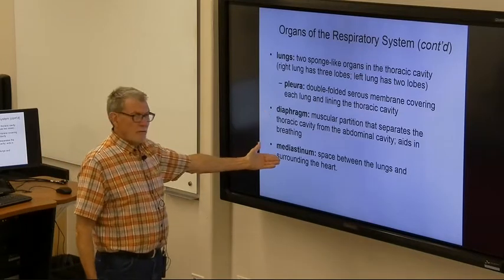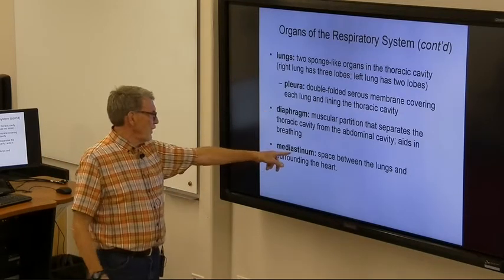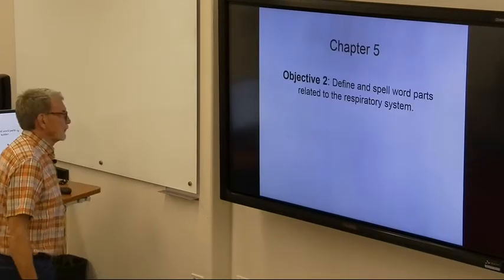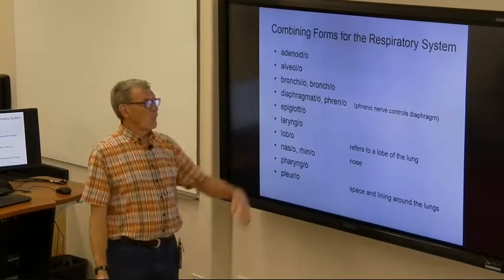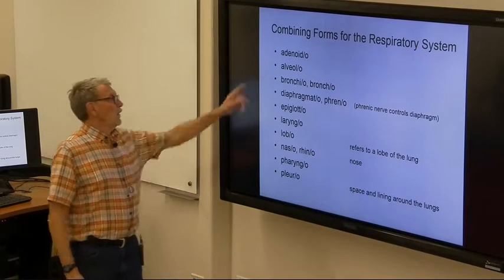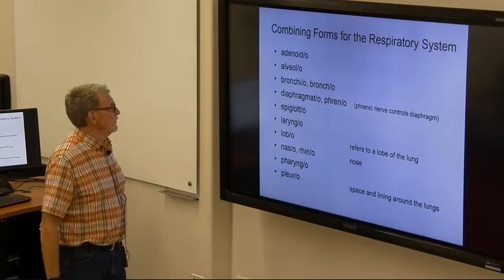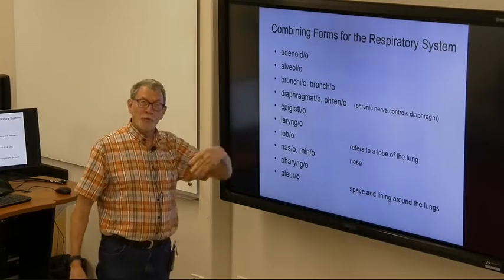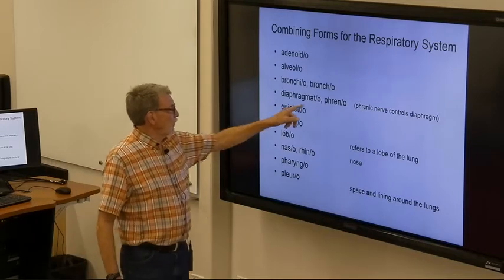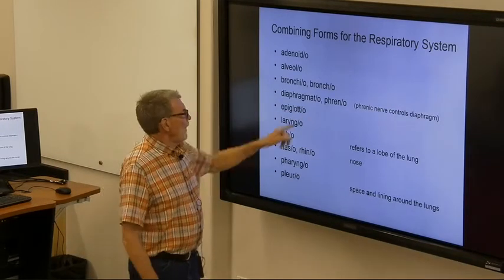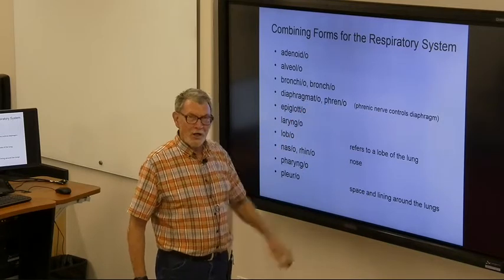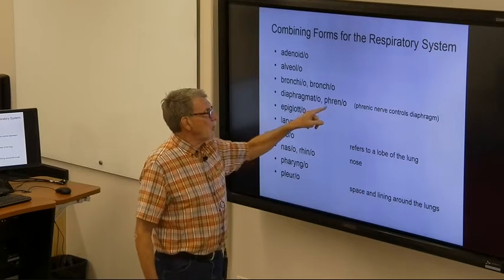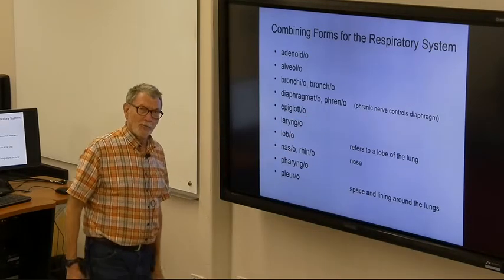Diaphragm, I mentioned, the main muscle of breathing, and the mediastinum, the space where the heart sits in between the lungs. So now let's look at what we actually call these things. Adenoid-o is for adenoids. Alveolo is for alveoli. Bronchio or broncho is for the bronchi. Diaphragmato is for the diaphragm. There's a couple places where it's called phreno. The phrenic nerve controls the diaphragm, so phreno can be another term for the diaphragm muscle.